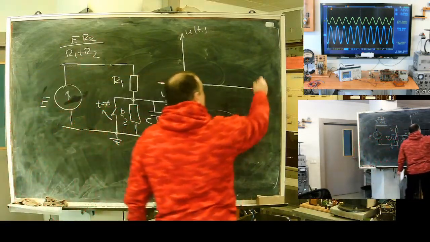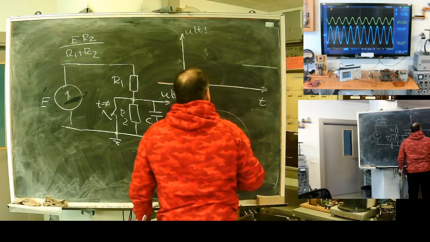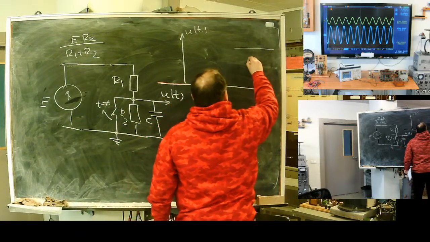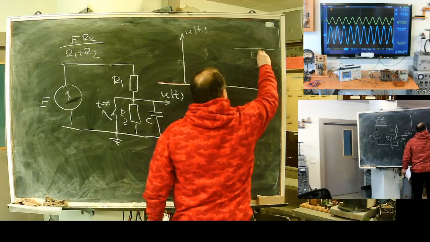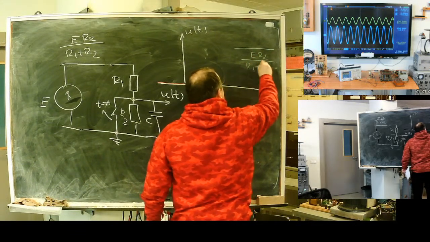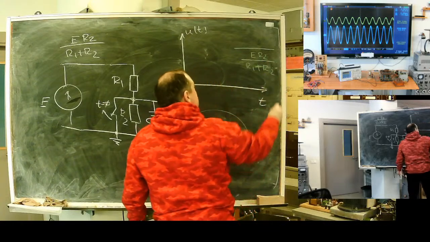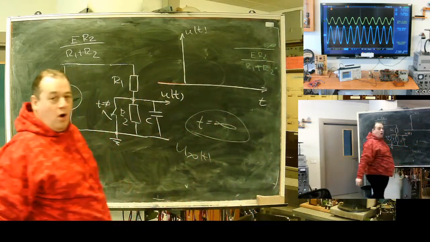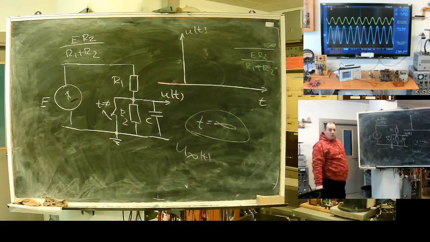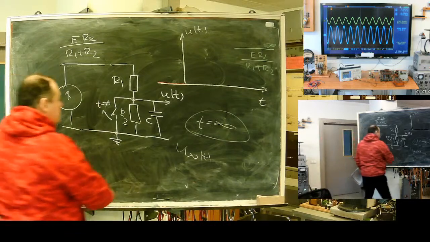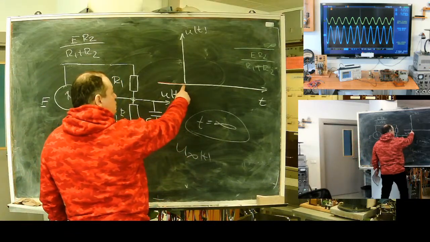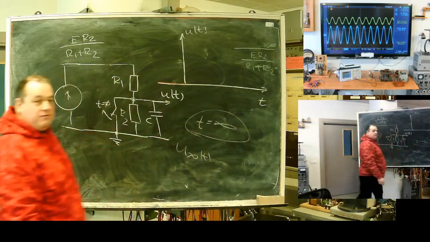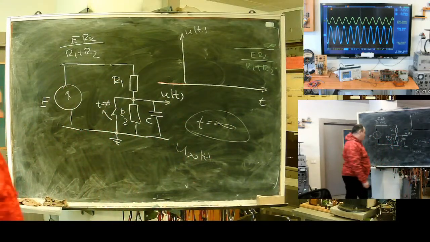So at infinite time, we will have E L2 divided by L1 plus L2. This is the infinite time mode, or enforced mode. What we will see after the transient has ended. And what is between them? Between the pre-computation and enforced modes will be a free component.